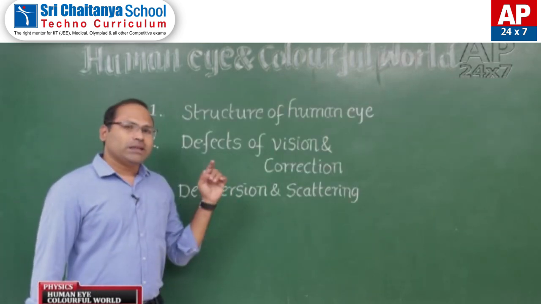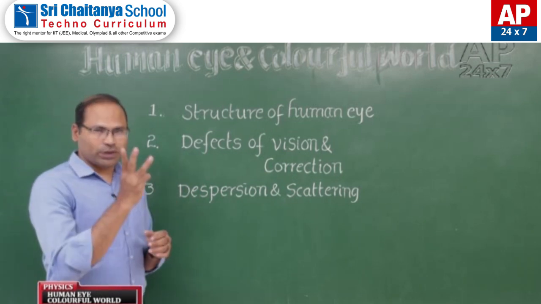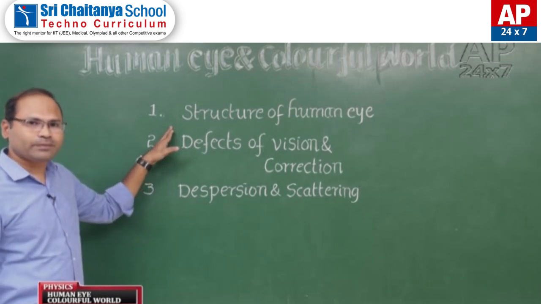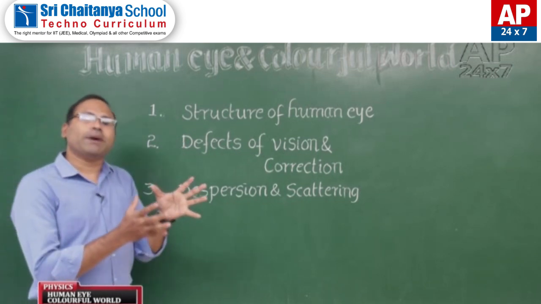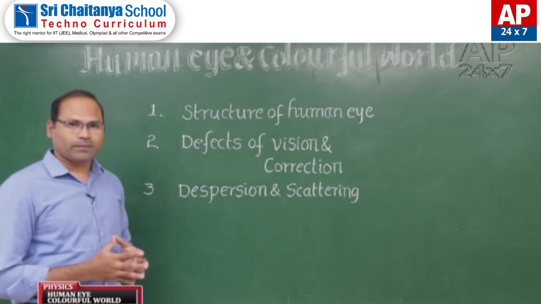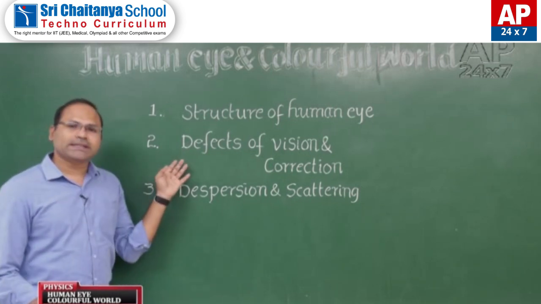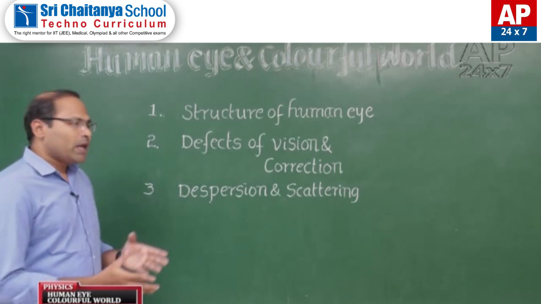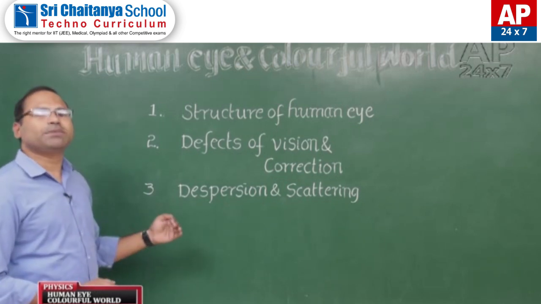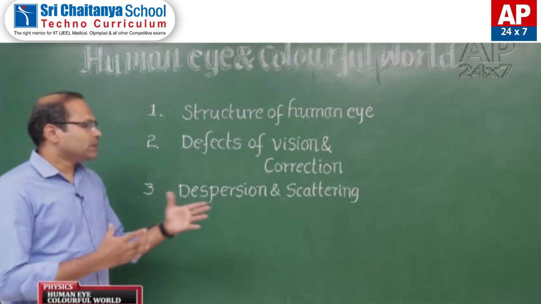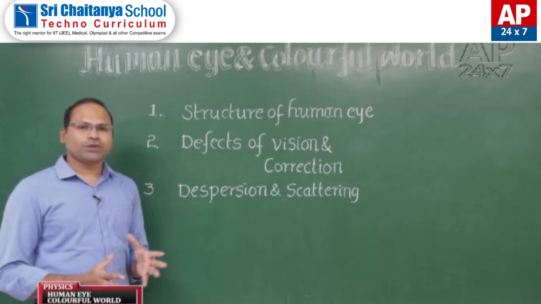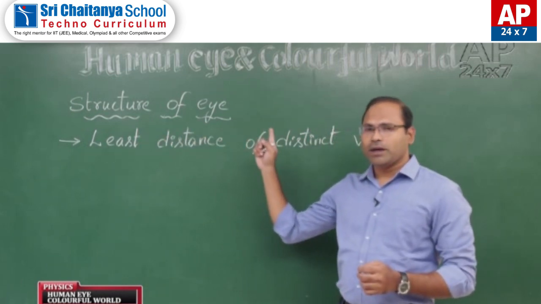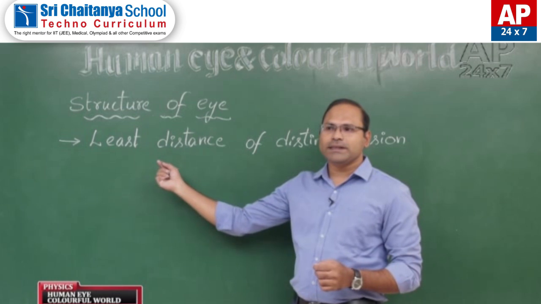Children, this lesson can be mainly divided into 3 parts. In the first part, we discuss the structure of the human eye. There we will discuss the parts of the eye and their functioning. In the second part, we discuss the defects of vision and how they can be corrected. And in the third part, we discuss the dispersion of light and scattering of light and some applications of these 2 phenomena.